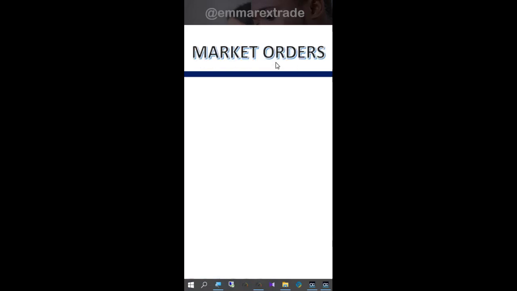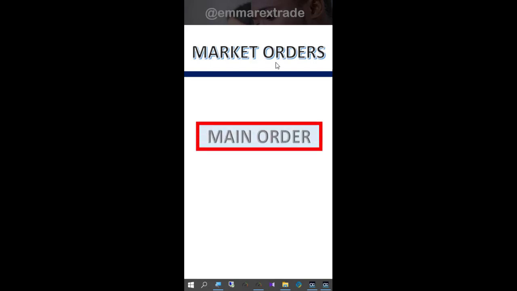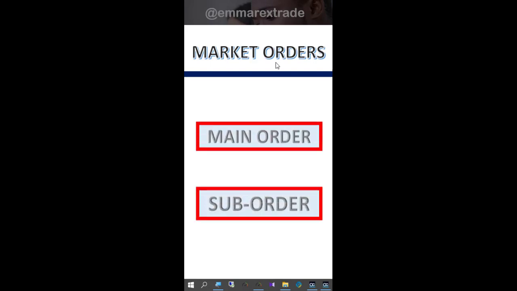So let's start. But before we talk about pending order, let's start from market orders. A market order is simply you placing an order on the market to either buy or sell, and of course, you do that in order to make profit for yourself. Now there are two types of market orders: the main orders, and of course the sub orders.